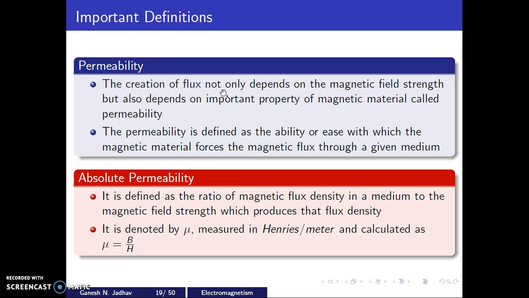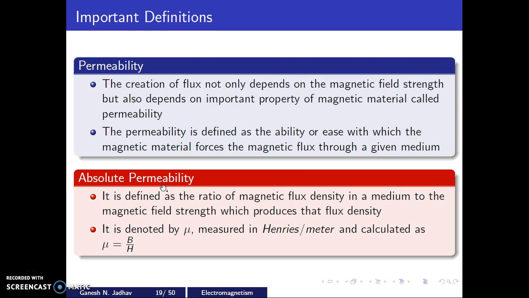The creation of a flux not only depends on the magnetic field strength, but also depends on an important property of magnetic material called permeability. The permeability is defined as the ability or rate at which the magnetic material forces the magnetic flux through a given medium. So it is the ability at which magnetic material is forcing the magnetic flux to set up. That is called permeability. So it is helping the development of flux.